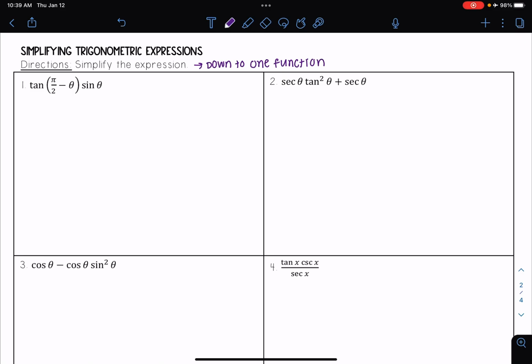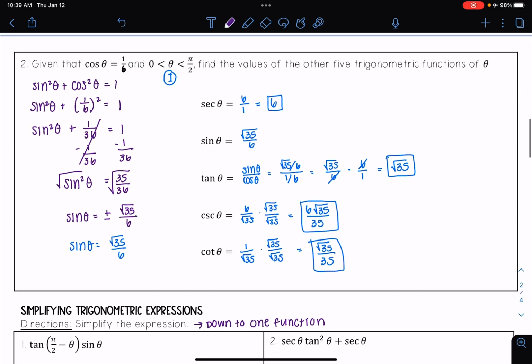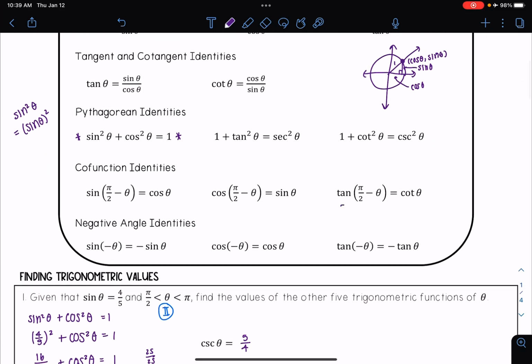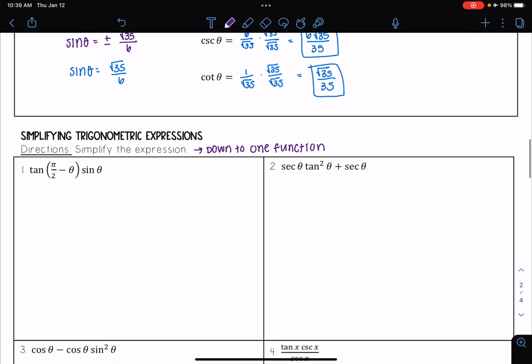So number one, I have tangent of pi over 2 minus theta times sine of theta. Well, I see this tangent pi over 2 minus theta. I know that was one of my identities. So going back up here, I see that tangent of pi over 2 minus theta was equal to cotangent of theta. So that means I can replace this tangent of pi over 2 minus theta with cotangent of theta. So I see it's a little bit simpler.